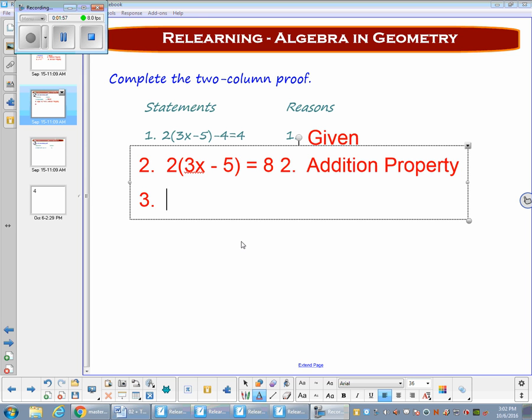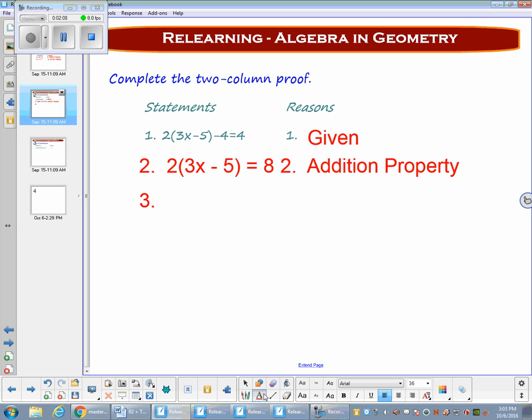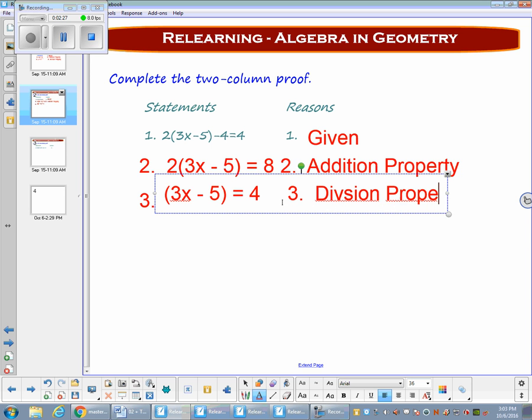So if I divide, so what I wanted to do is, hopefully this starts working. There we go. 3x minus 5 equals, and if I divide 2 on both sides, I get 4. And if I do that, then that's the division property of equality.